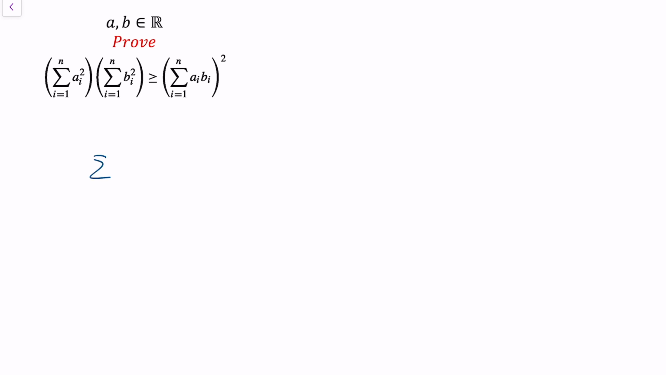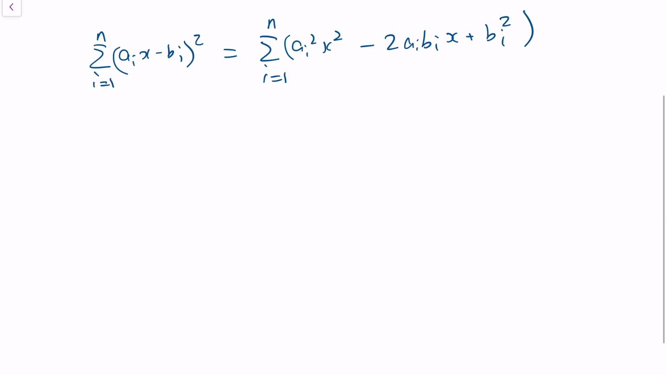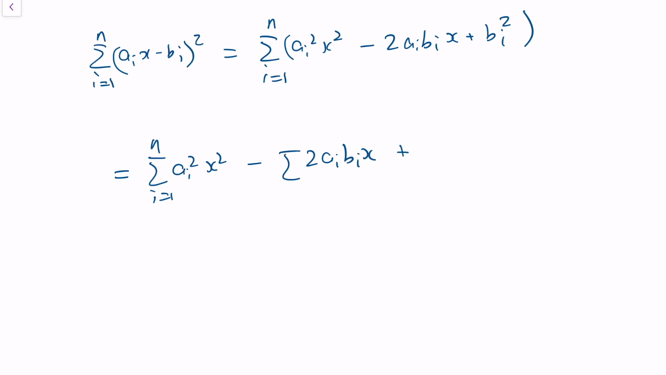Now if we consider the sum, i goes from 1 to n, of (a_i x minus b_i) squared, and if we expand that, we have the sum, i goes from 1 to n, of a_i squared x squared minus 2 a_i b_i x plus b_i squared. If you expand that, we have the sum, i goes from 1 to n, of a_i squared x squared, minus summing 2 a_i b_i x, plus summing b_i squared, right?